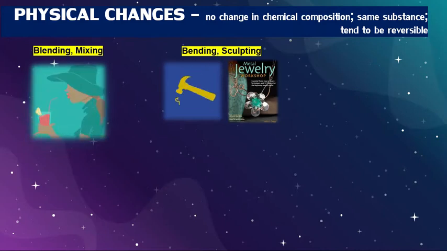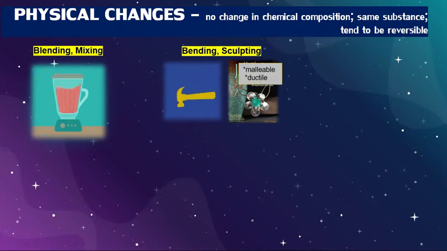Another example of physical change involves bending and sculpting. For example, in this animation, we have a hammer pounding on a nail. Nails are usually made out of metal, and metals can easily be bent. They can be used for sculpting purposes as well. So metals are used in creating jewelry because metals have the property of being malleable, which means to be able to bend and shape. And they also have the property of being ductile.